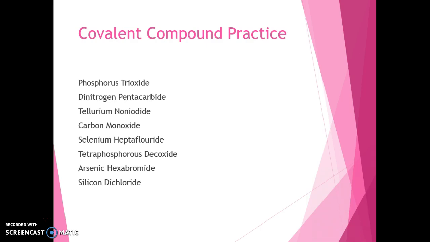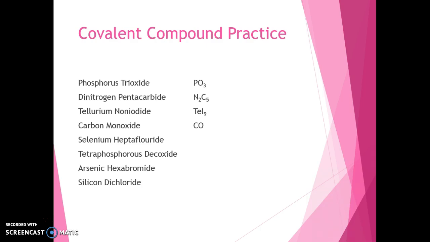So let's look at a few more. So here's going backwards. Phosphorus trioxide. Well, that's 1 P and 3 O's. Very good. Dinitrogen pentacarbide. Nitrogen and carbon. Okay, so N2C5. Tellurium nona iodide. TeI9 is correct. Carbon monoxide, that's CO.